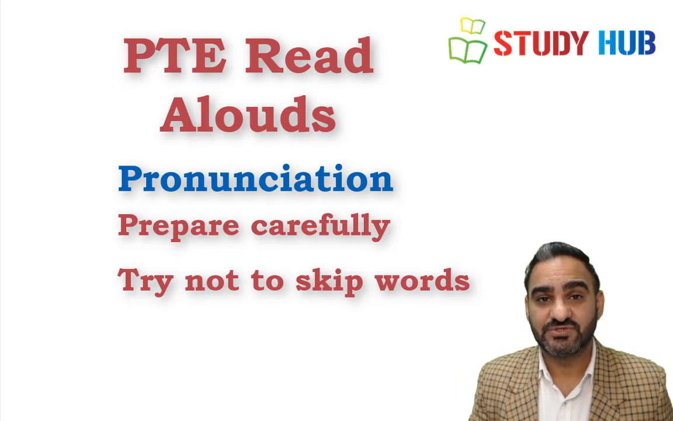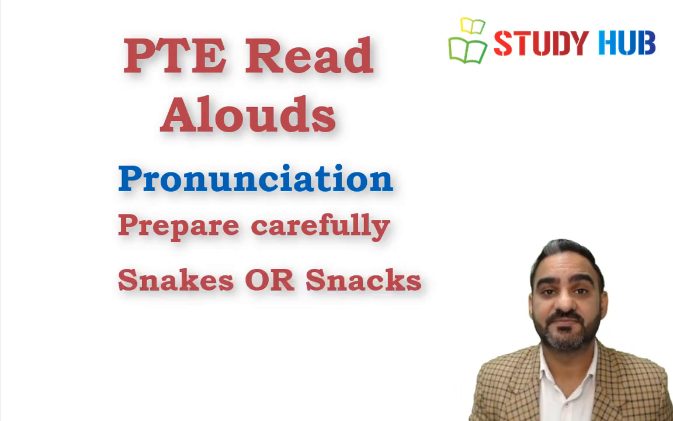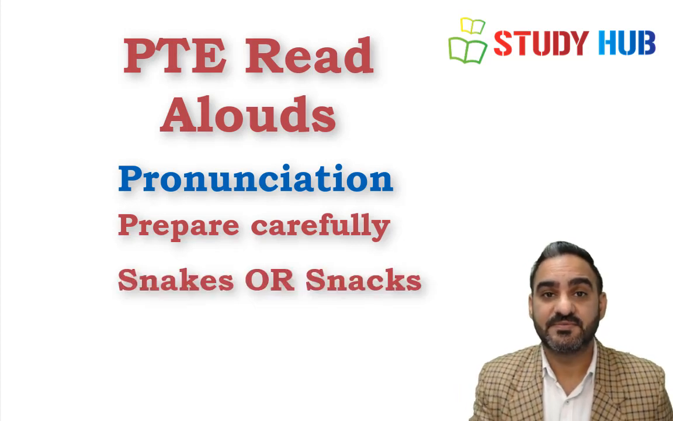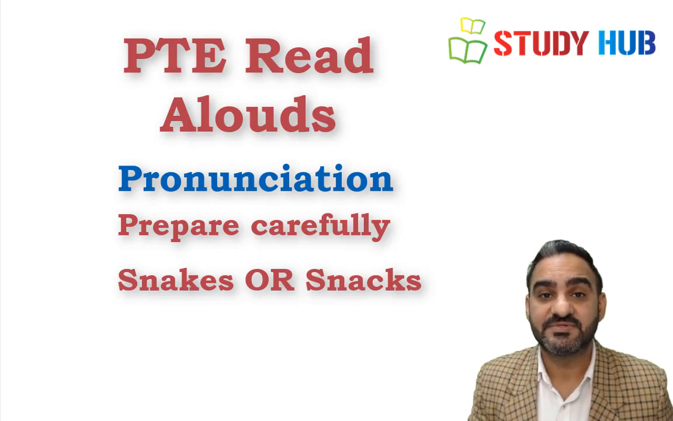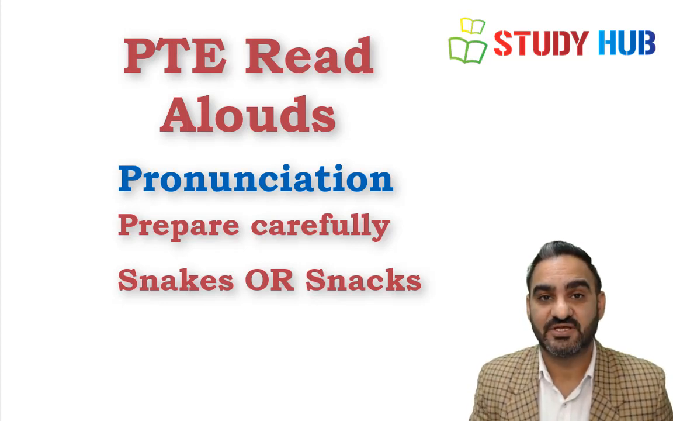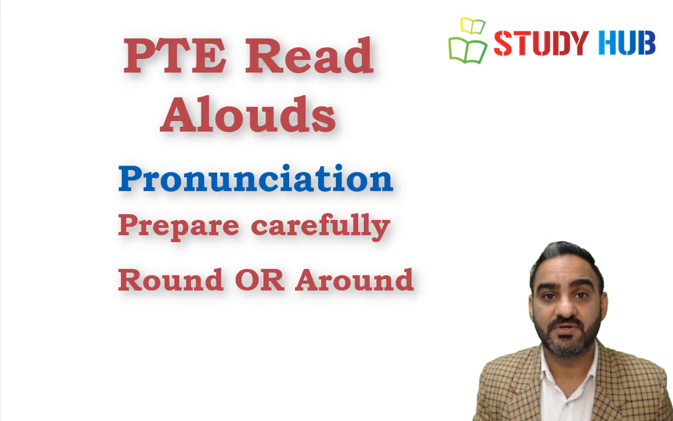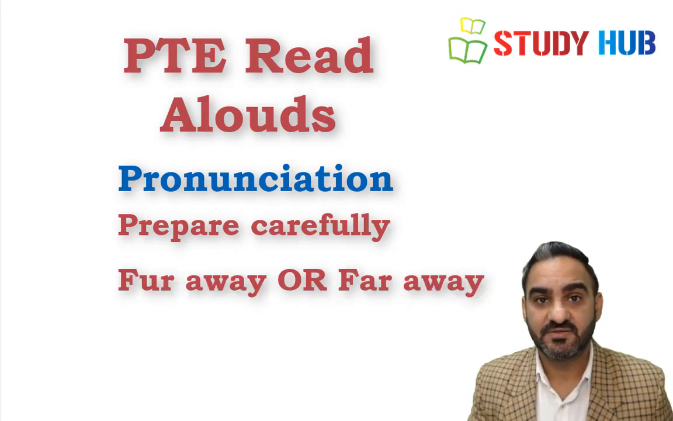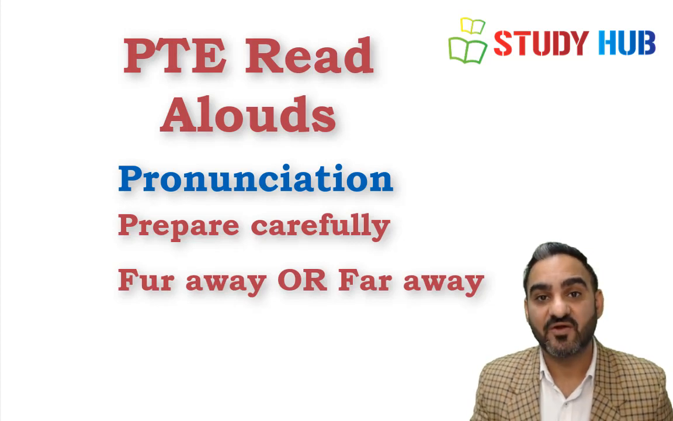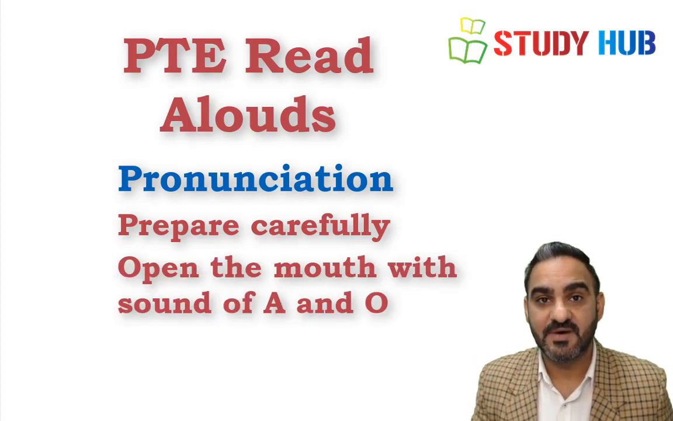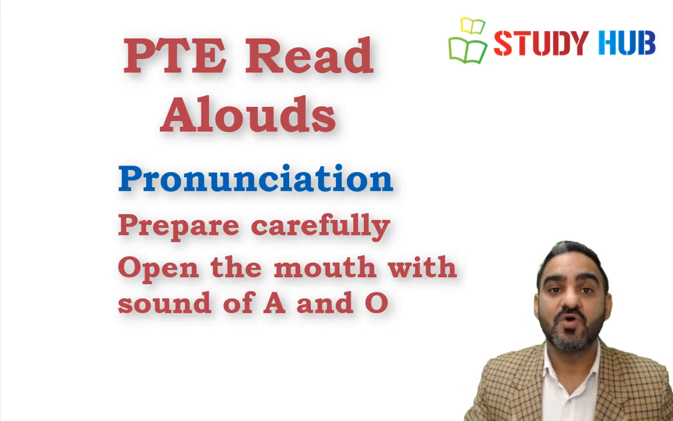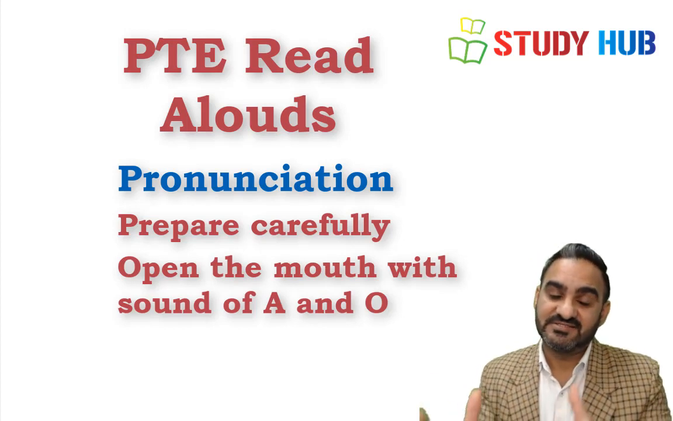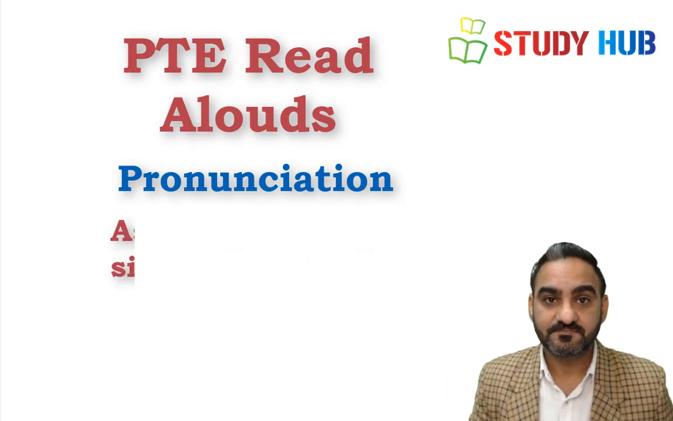Sounds of A and O. So I've seen a lot of people when they speak, they don't open their mouth properly. I need to have some snakes today. You don't need to have some snakes, you need to have some snacks today. I'm going to go around the world. Not around the world, around the world. I live very far away. You don't live far away, you live far away. So make sure that you're opening the mouth with the sounds of A and O for the words to be clear, otherwise it will replace the actual word.